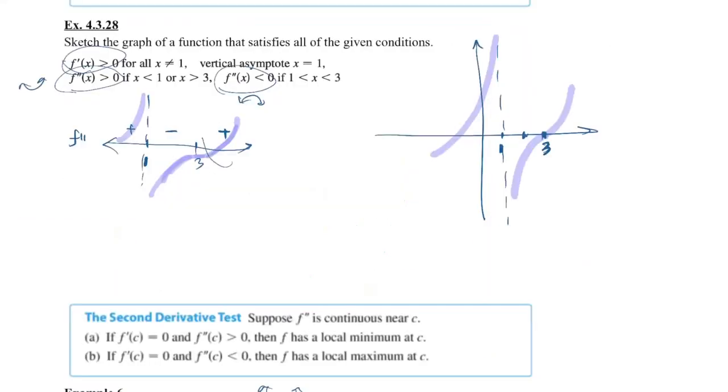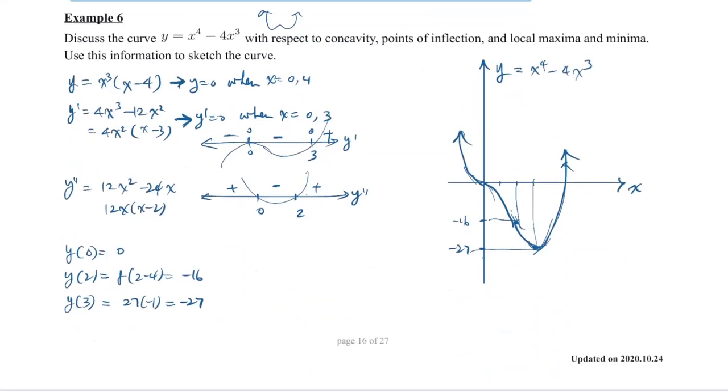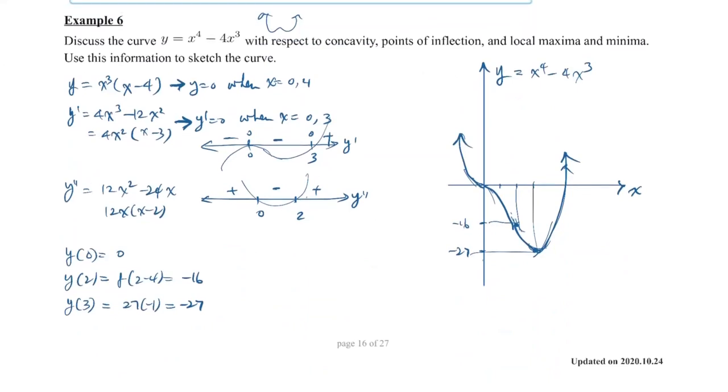What I got for this one was this. I set y equal to 0 first, and I know that the x-intercepts are 0 and 4. Then I took y prime, which gave me this. When I set that equal to 0, my slope is equal to 0 when x equals 0, 3. I drew the number line for that. So it was negative, negative, and positive.